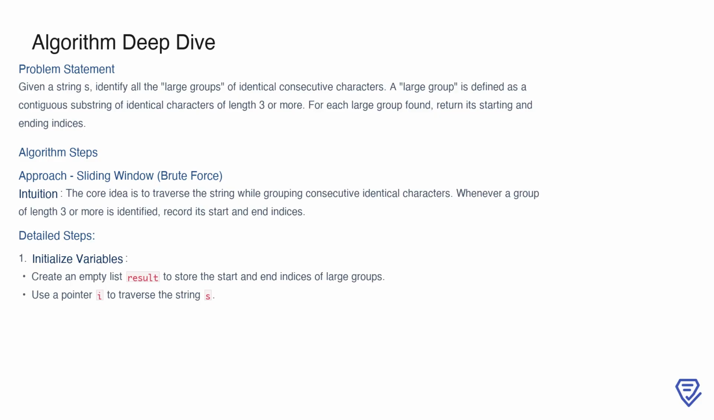To implement this, we'll begin by initializing a few key variables. First, we create an empty list called result, which will hold the start and end indices of the large groups we find. Then, we use a pointer i to traverse through the string s. This sets up the foundation for our solution.